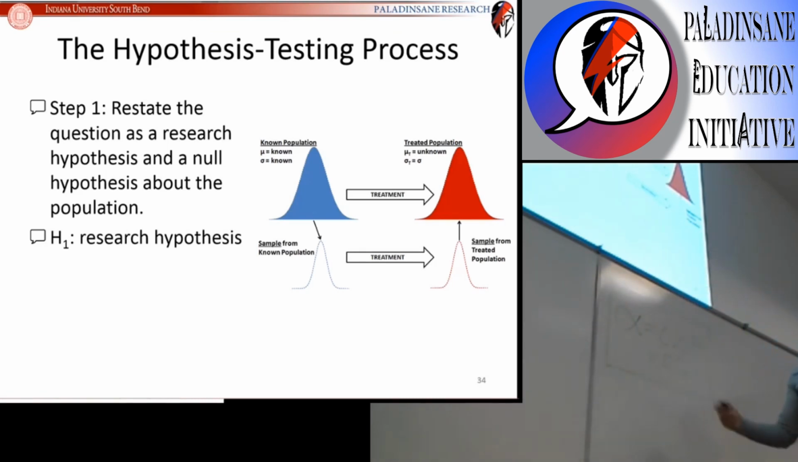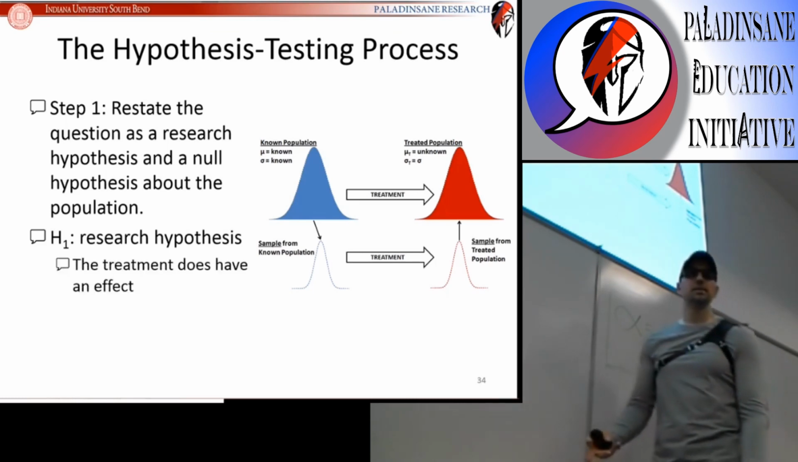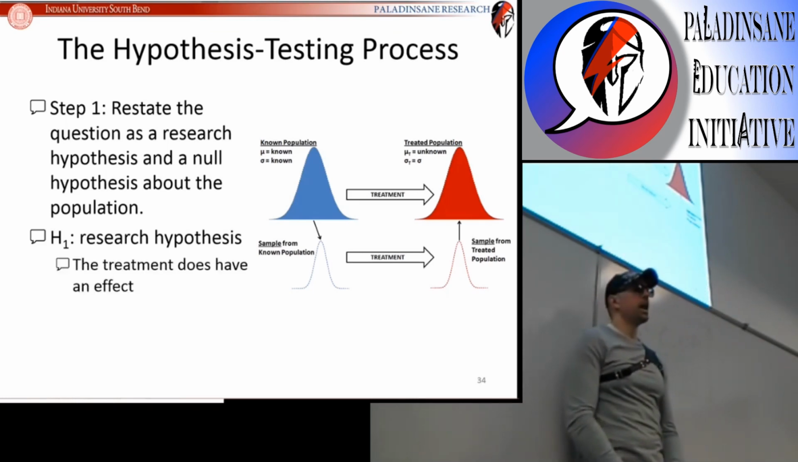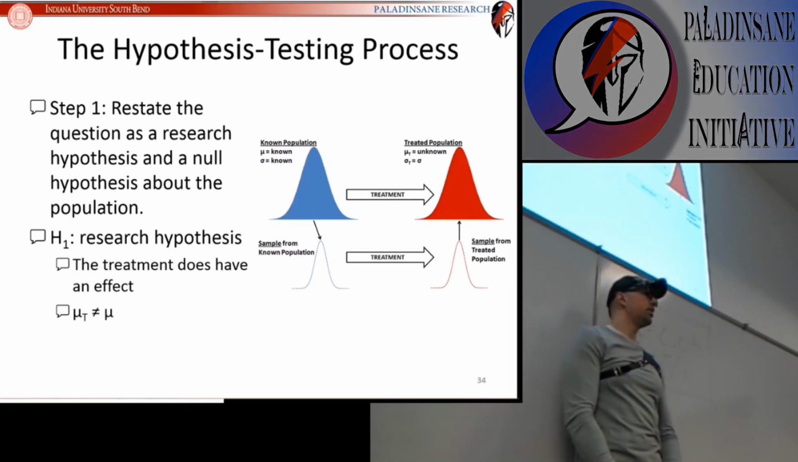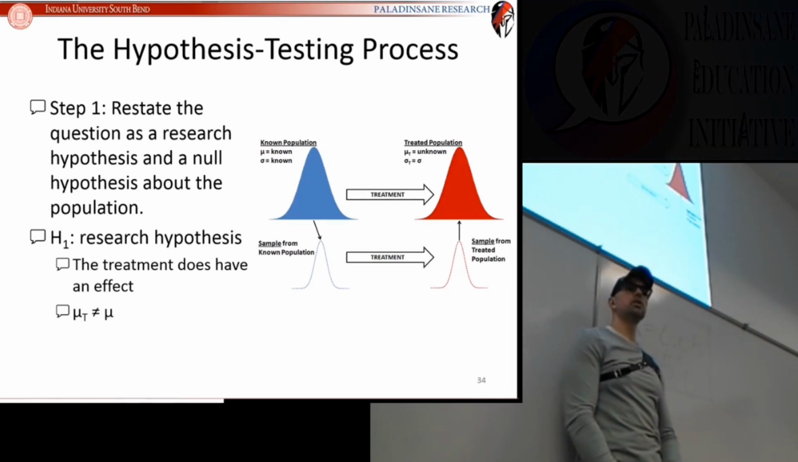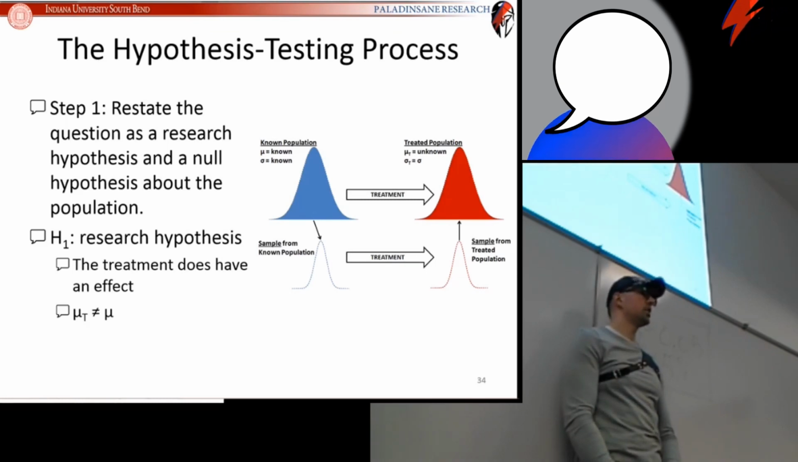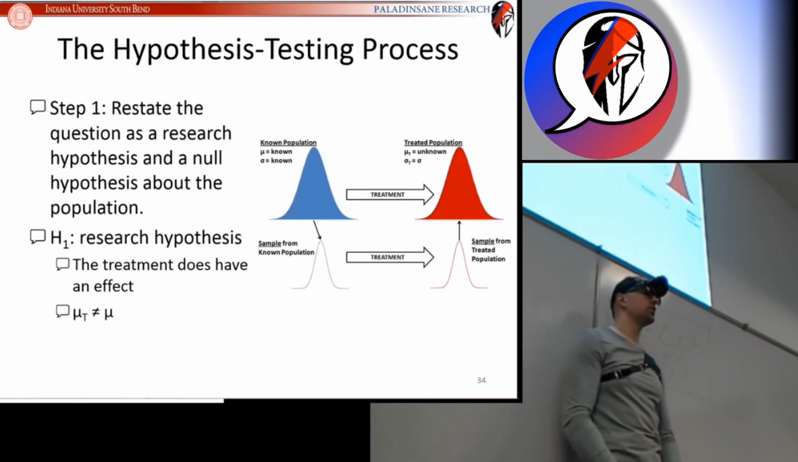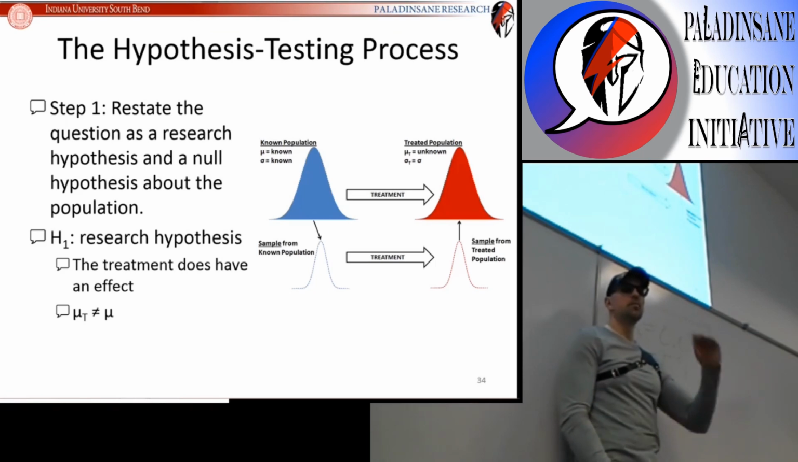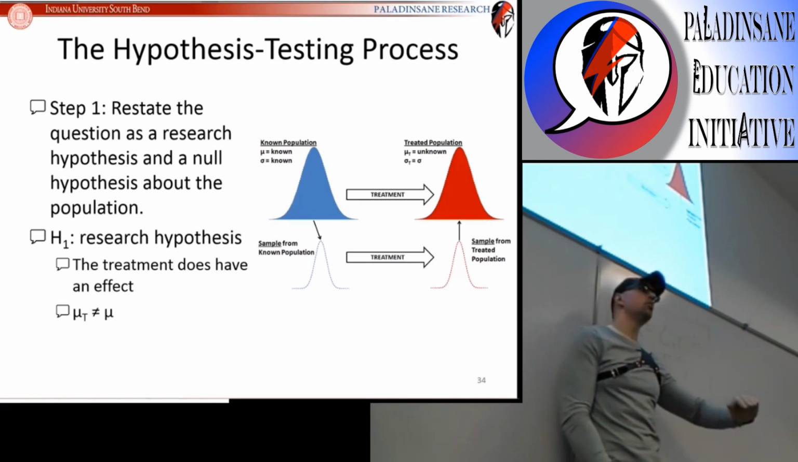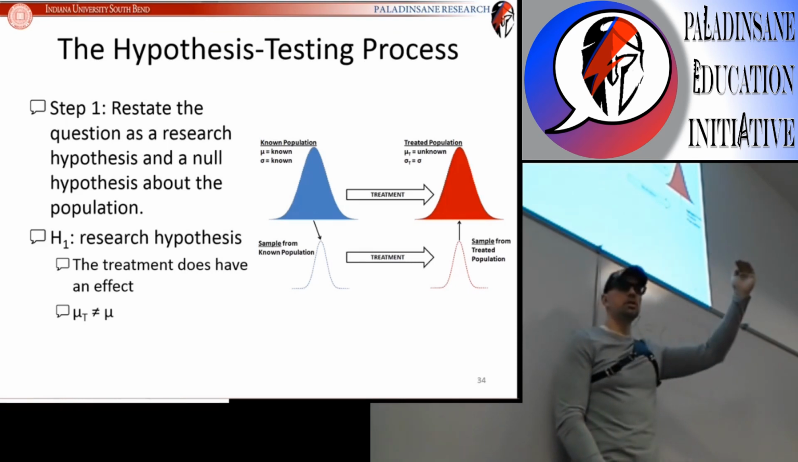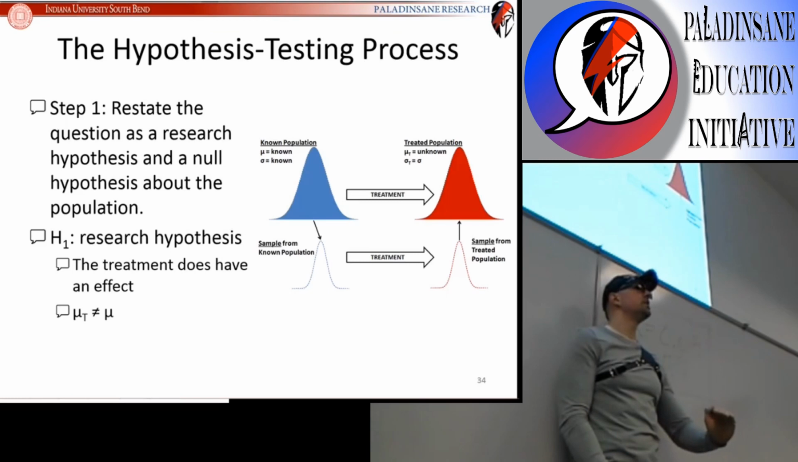The research hypothesis is that your treatment does have an effect. Your treatment does something. And that is written out as the mean of your treated population does not equal the mean of your untreated population. And notice that this is a bidirectional, 2-way research hypothesis. We're going to start with this one. There is another version of it. But this one covers your treatment makes things better, and it also covers your treatment makes things worse. It covers your treatment increases scores, and it also covers your treatment decreases scores.